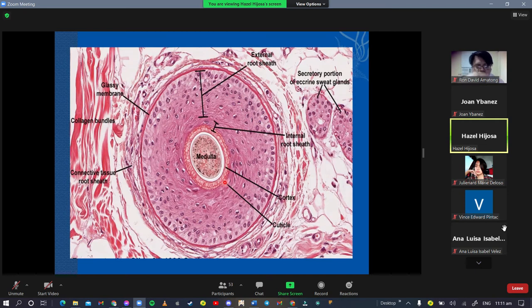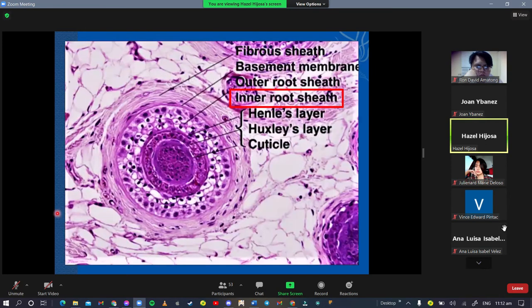Now, in the deeper part of the hair, it is covered by a root sheath. We have here the internal and the external root sheath. The internal and external root sheath are from the epidermal root sheath, whereas the outermost layer here is the connective tissue root sheath, which comes from the dermis. For the inner root sheath, it has 3 layers.